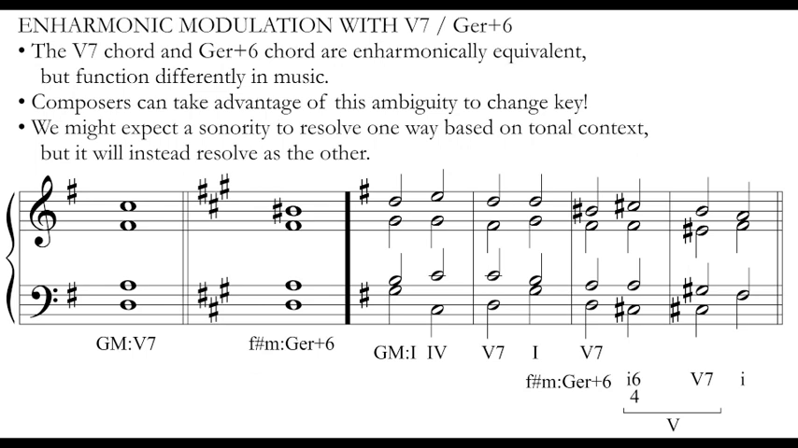When we use these chords for an enharmonic modulation, we get to use this ambiguity to our advantage. We get to use the fact that this sonority can do two different things to our advantage. And so we might set up a tonal expectation for this chord to resolve one way, but then in the music, twist it and resolve it the other way to accomplish a modulation to a pretty distant key.